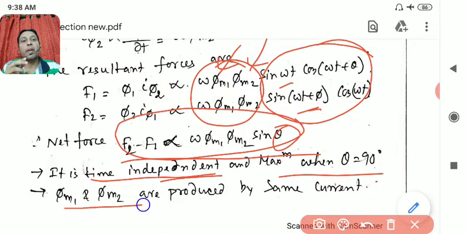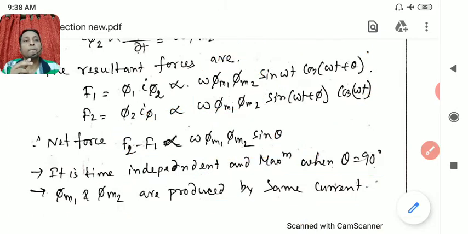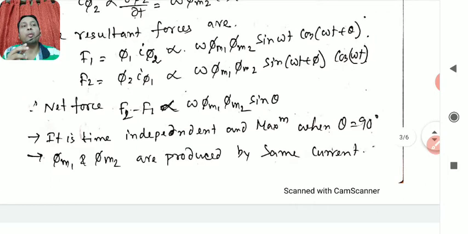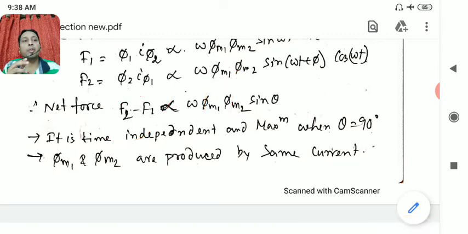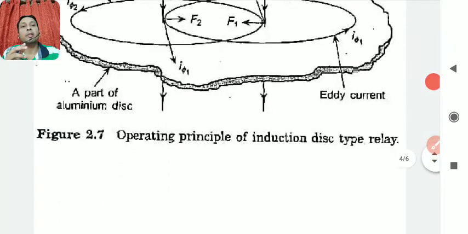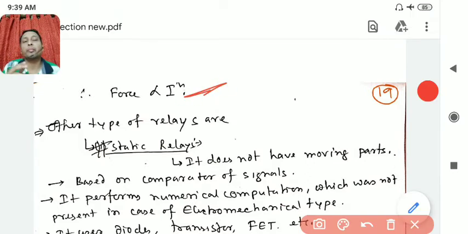These two fluxes, phi m1 and phi m2, are both produced by the same current, but they are phase shifted using some technique. As these fluxes come from the same current and are directly proportional to it, your force will be directly proportional to phi. This is from I1, this is also from I, both are the same current, so your force will be directly proportional to I square. That's what we talked about in the beginning. You can see that figure we have already discussed. So the force is directly proportional to I square.